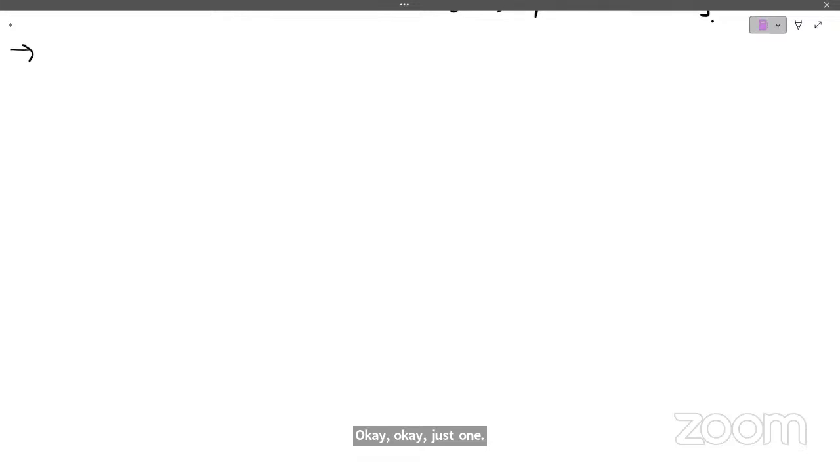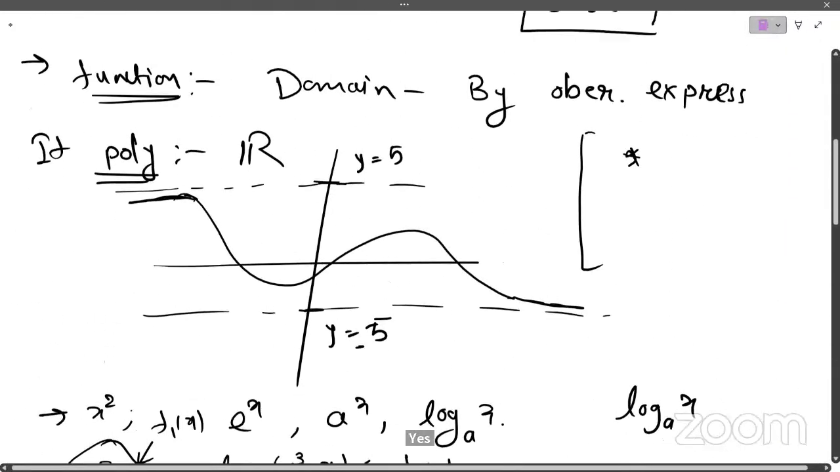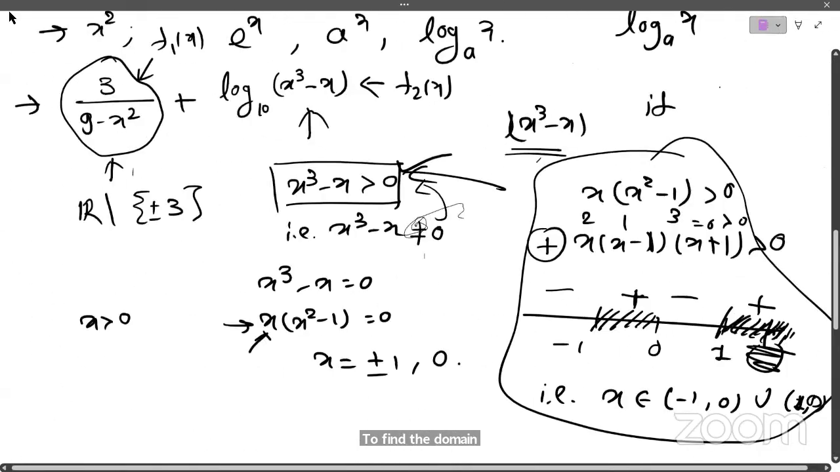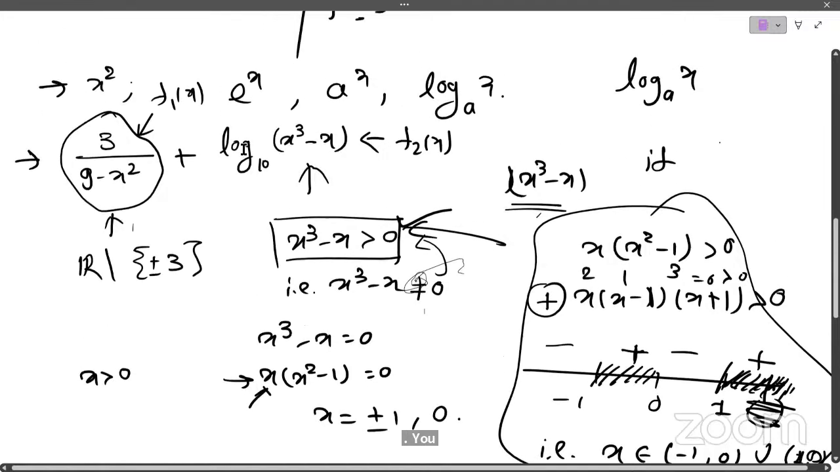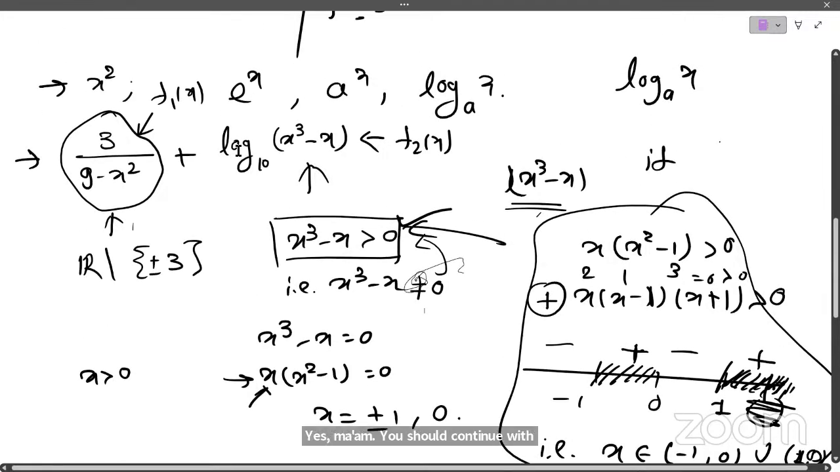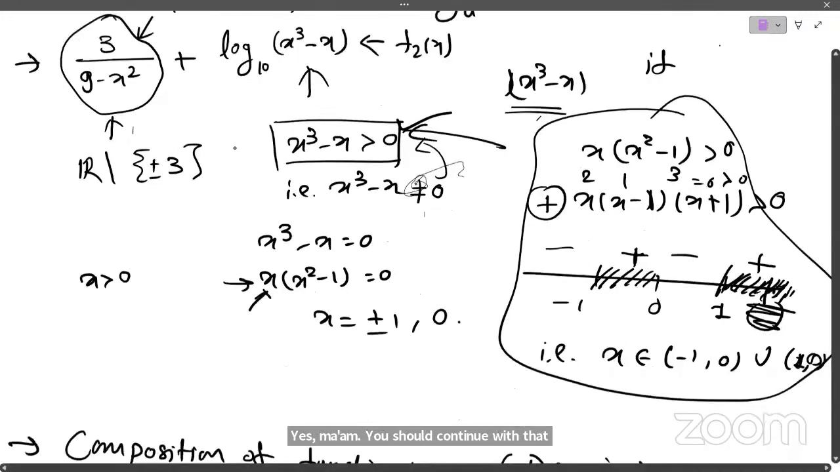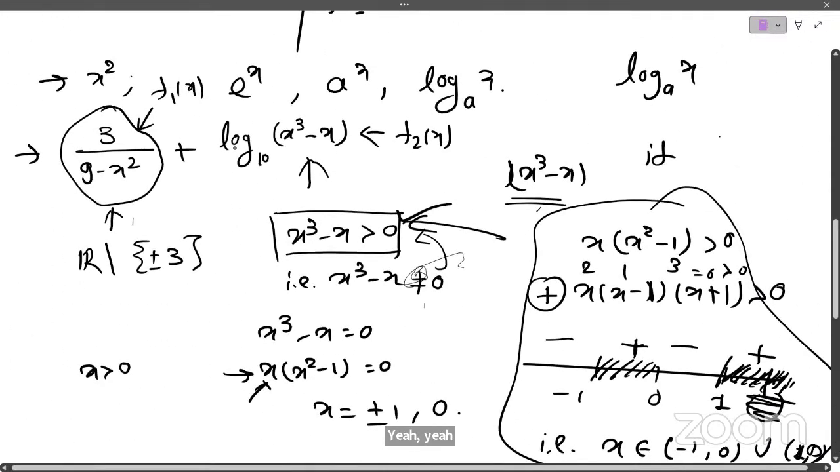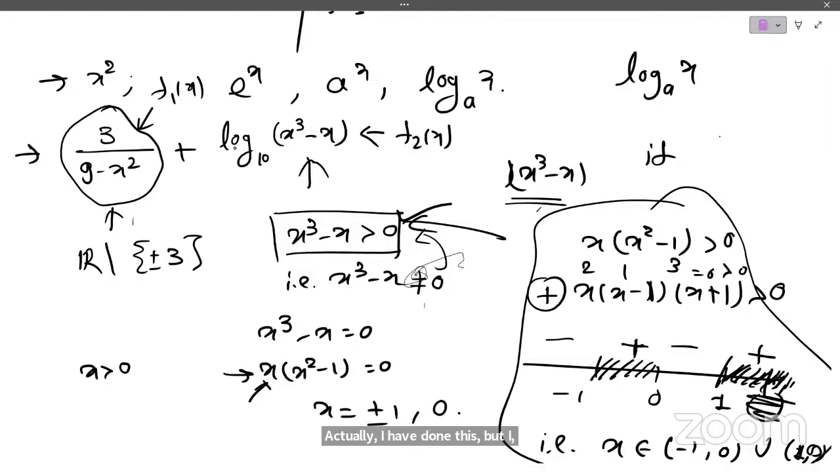Ma'am, I think somebody gave that question, right? The previous question wherein we had to find the domain. Yes, ma'am. You should continue with this question. Okay, fine. Let's discuss it. I have done this, but I didn't get the right answer. I was close enough, but I didn't get the right answer. What answer did you get?